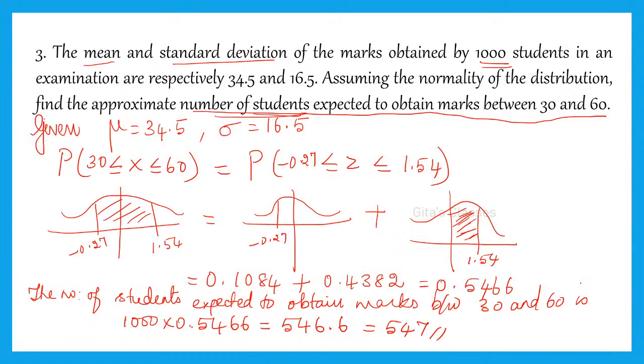Less than 5 means you write that number as it is. Now it is 0.6, so I am writing it as 547. 547 is the answer.